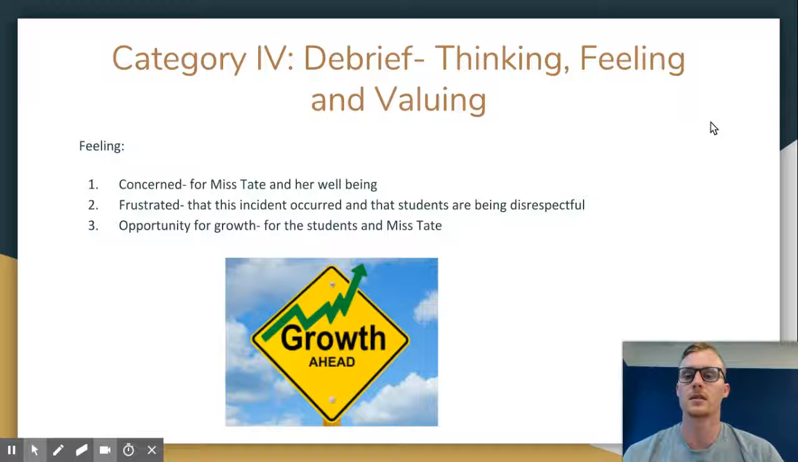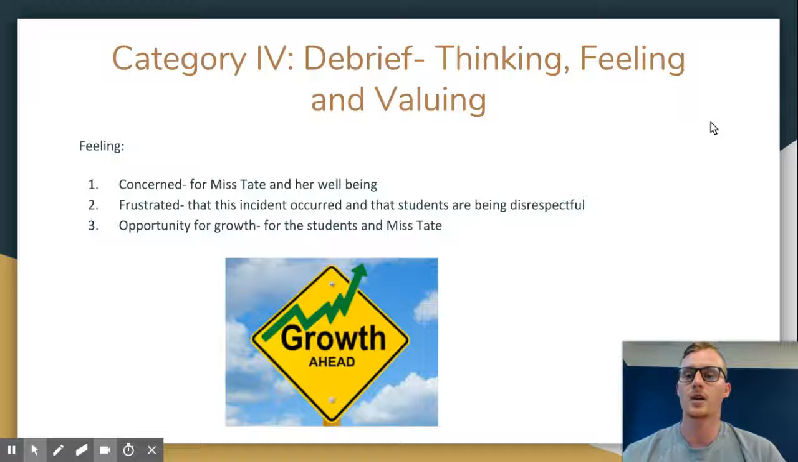She essentially had a threat. I don't know how real it was, but depends on the findings, but a threat made on her. So I'm concerned for her. I'm frustrated that this incident occurred and that students are being very disrespectful. Obviously it's not an appropriate thing for students to be doing.